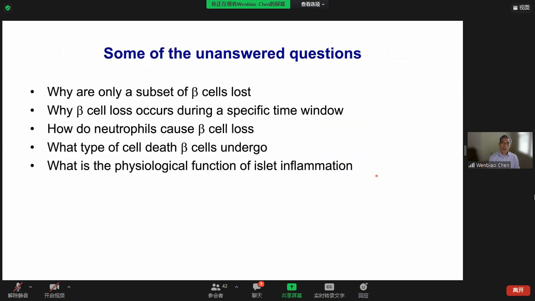So why are only some beta cells lost? That probably implies there's some heterogeneity there. And why are beta cells lost during a specific time window? Is it circadian, or does it just take time to reach that point? And how does neutrophil cause beta cell death? And what is the physiological function of islet inflammation? Because this seems to be a conserved pathway.